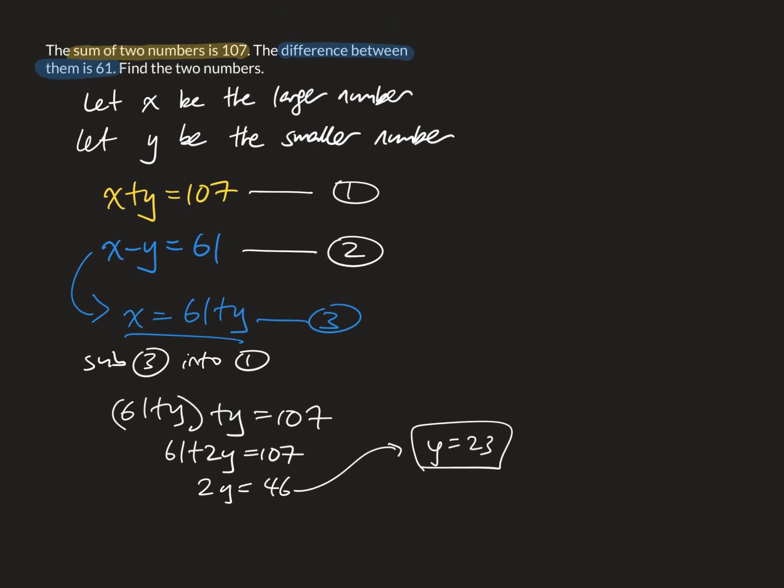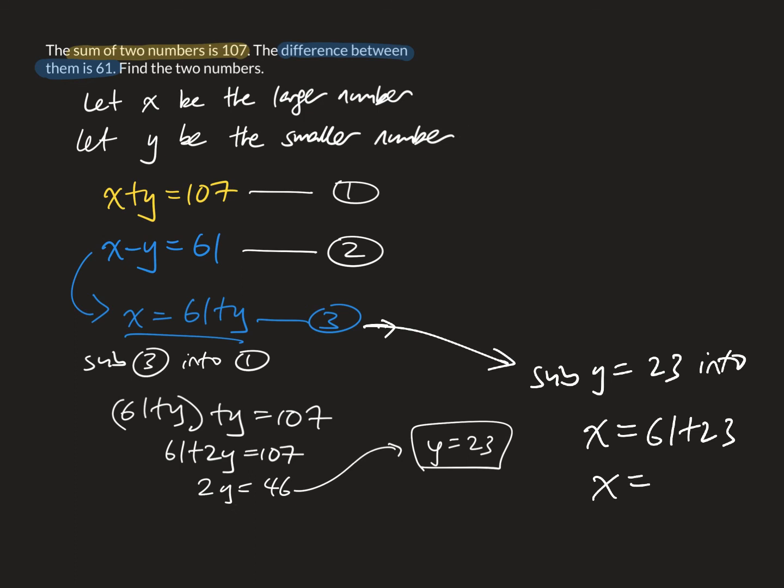Now we want to find x, so let's substitute. We substitute y equals 23 into, we can pick any equation, but I like to use equation 3 because we've already made x the subject. So we can say x equals 61 plus 23. So x equals 84. Done. So the two numbers are 84 and 23.